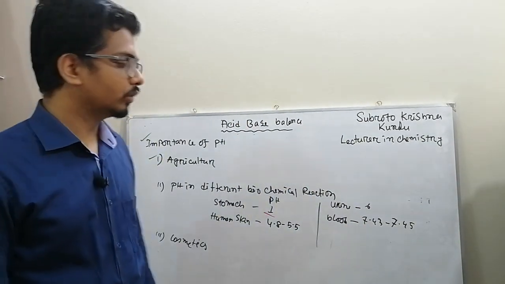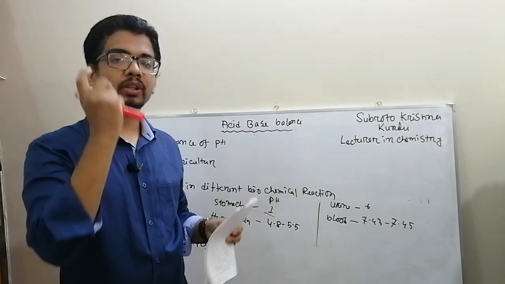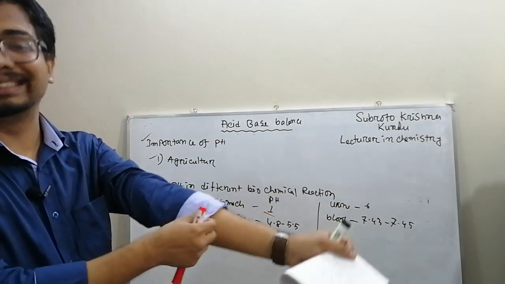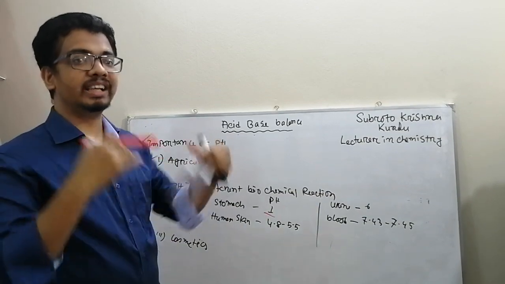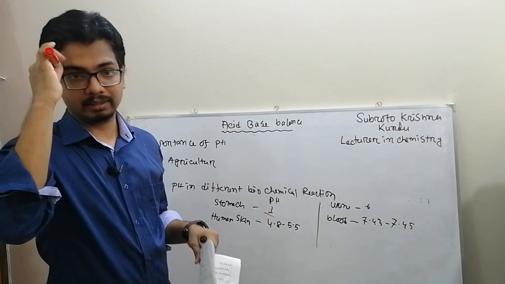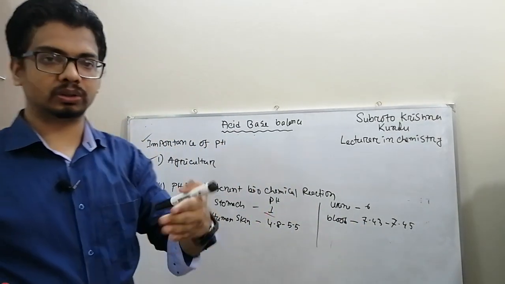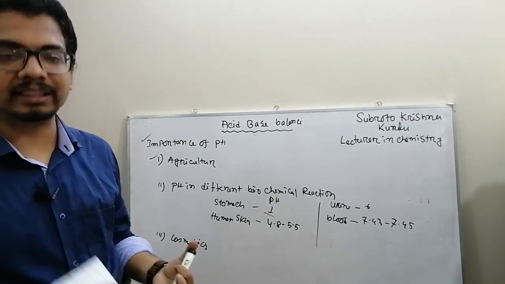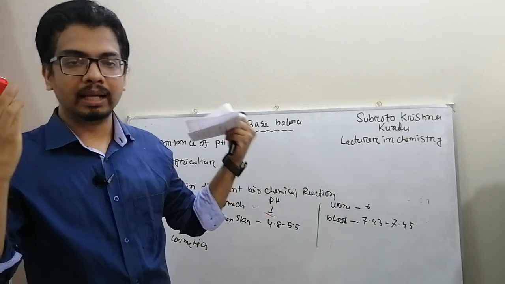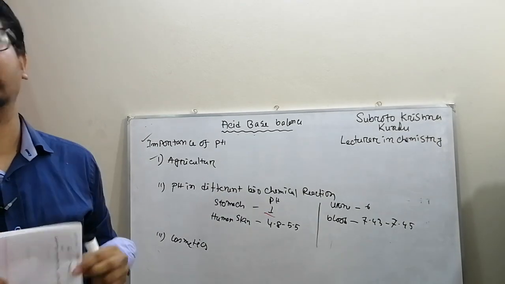Why is it needed? Because we use injections for many diseases. If the injection is very basic or very acidic, we cannot use it in our blood, because blood needs this pH. If we use some acidic injection or acidic medicine, the pH range or pH value will be hampered, which will harm our body.